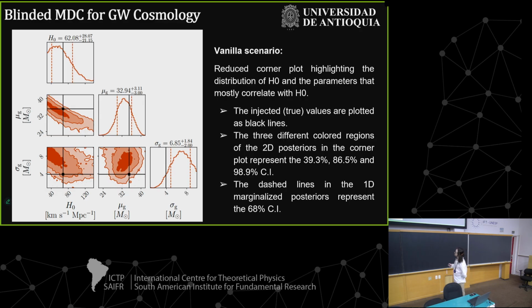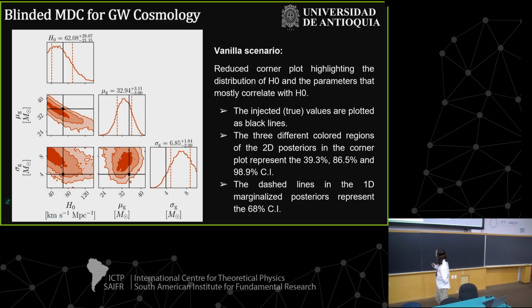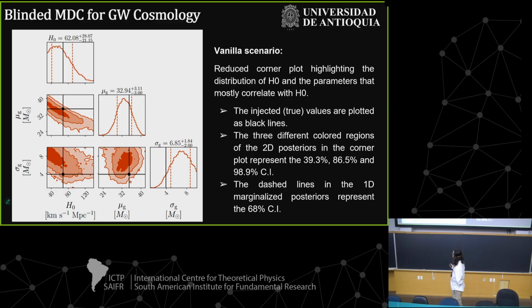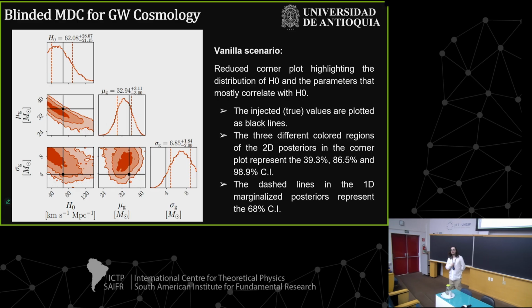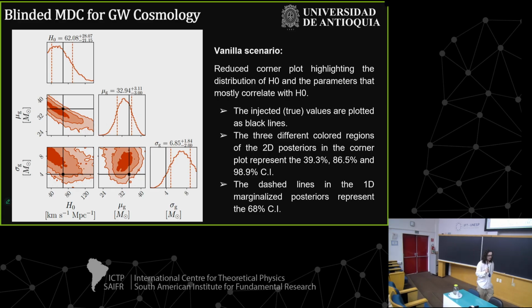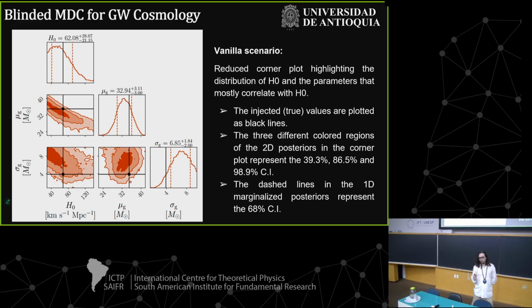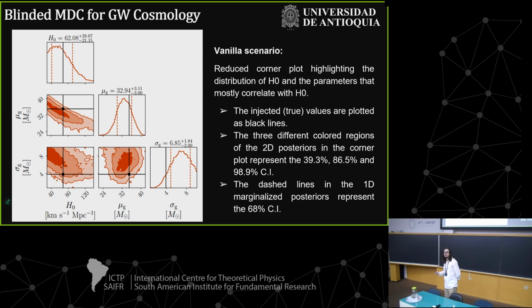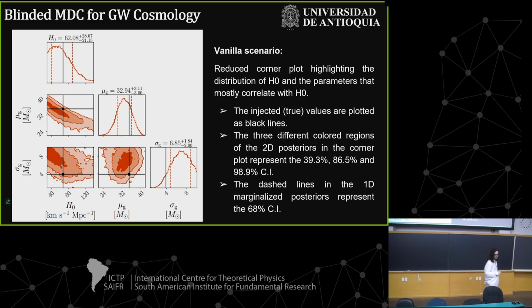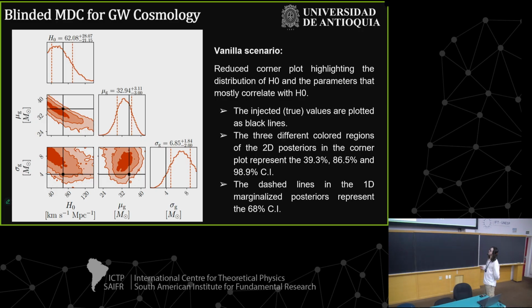And these solid lines represent the injected values. So that's why I'm saying that we can recover them in the vanilla setup. Basically, if the distribution of compact binaries in the universe is modeled correctly, we can be confident that our estimation of H naught is robust. That's the main point of this result that I will highlight.